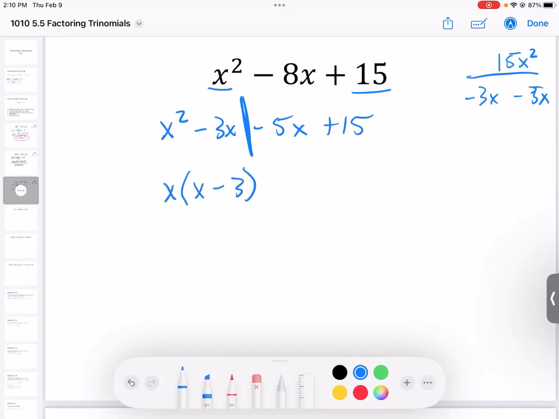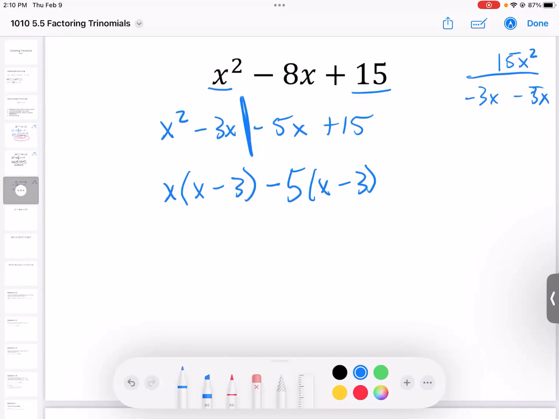And the second group has a 5 in common, but I'm going to actually factor out a -5 because I want the stuff inside of my parentheses to match this set of parentheses. So since this has a positive x, I'm going to factor out a -5 so that the x is positive. So I'll factor a -5 out, and that gives me x minus 3 because -5x divided by -5 is just x. 15 divided by -5 is -3.